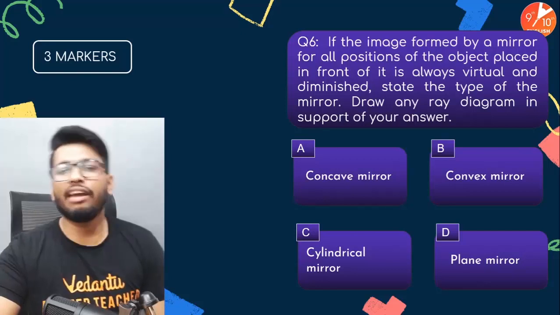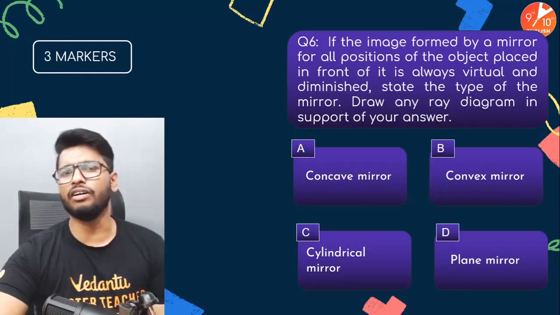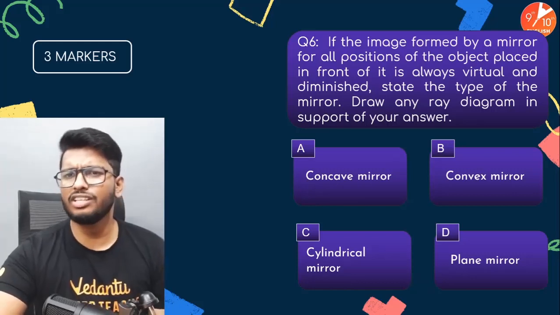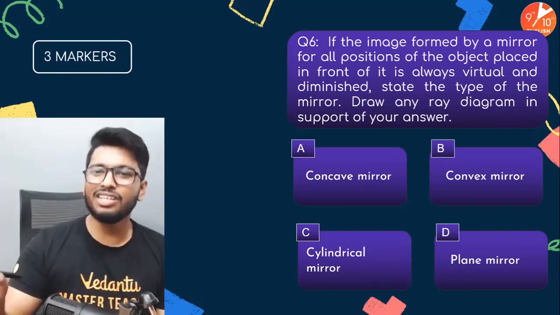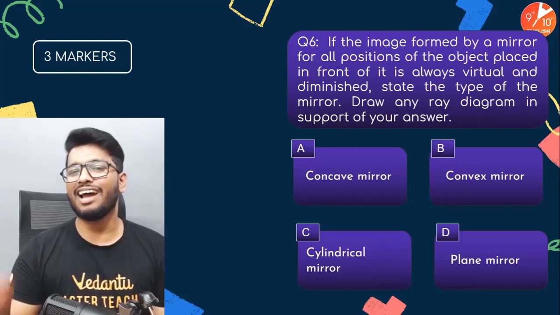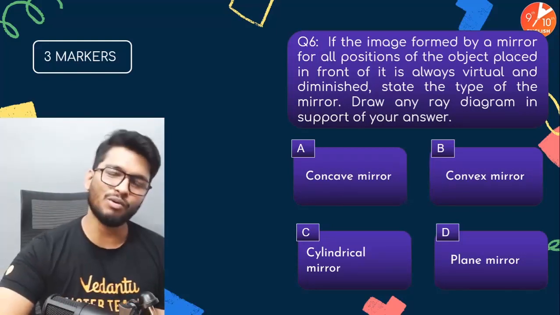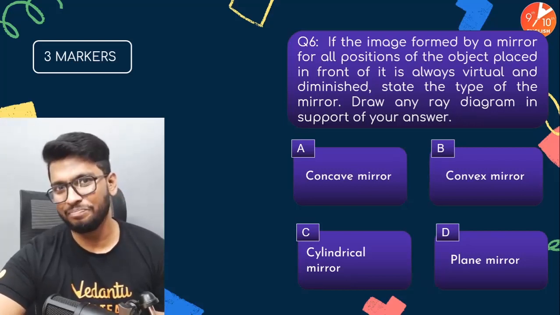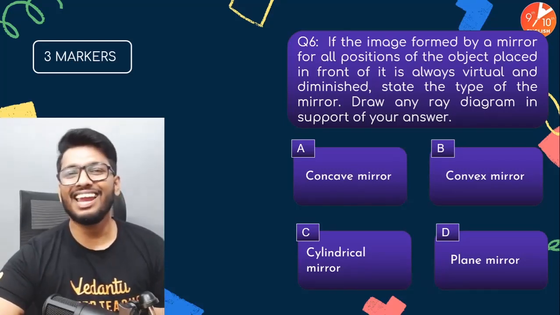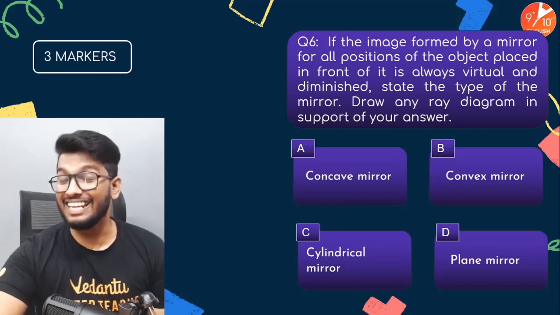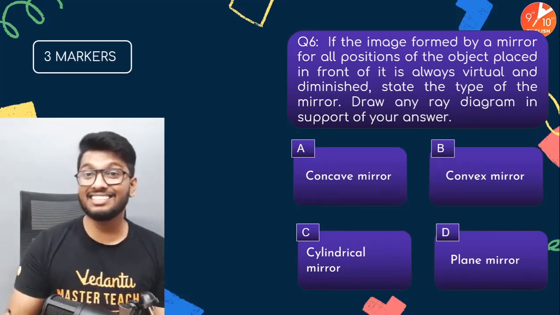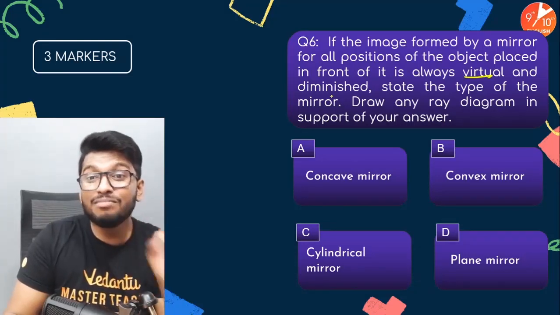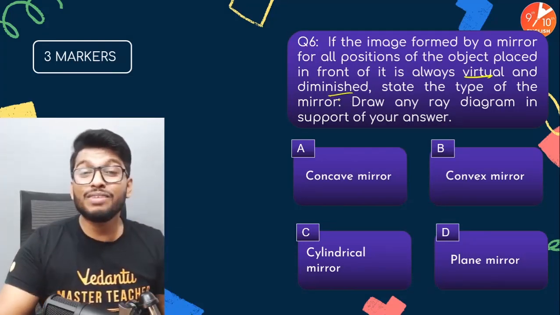Here is another one. If the image formed by a mirror for all positions of the object placed in front of it is always virtual and diminished, state the type of the mirror and draw any ray diagram to support your answer. Options are concave, convex, cylindrical, or plane. Trust me, guys, it cannot get any easier than this. If the image formed by a mirror is always virtual and diminished, which type of mirror is that?